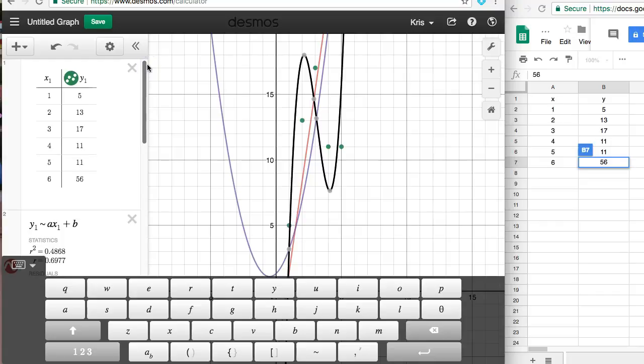And that's how I like to teach kids to use Desmos to compare the linear, quadratic, and cubic regression.